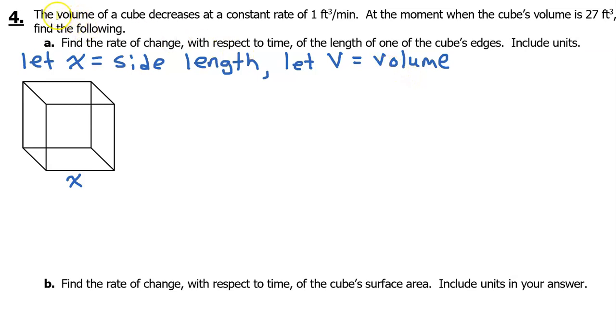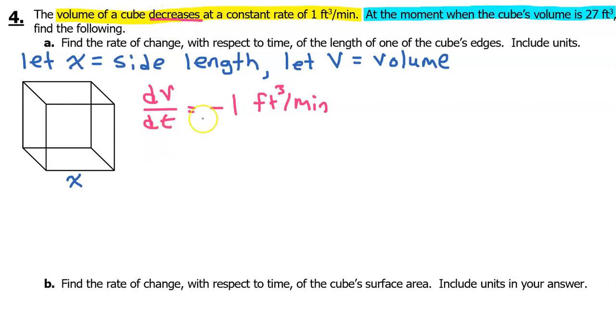We are told that the volume decreases at a constant rate of 1 cubic foot per minute. So that is telling us that dV/dt is equal to -1 feet cubed per minute. The negative sign is because it says it decreases. Also, this problem occurs at the moment when the cube's volume is 27. So we know that V is equal to 27 cubic feet.